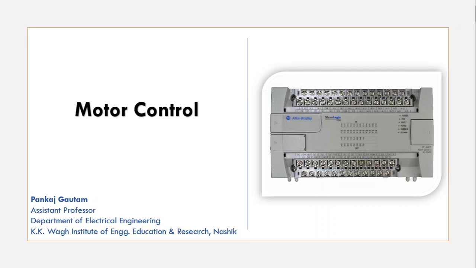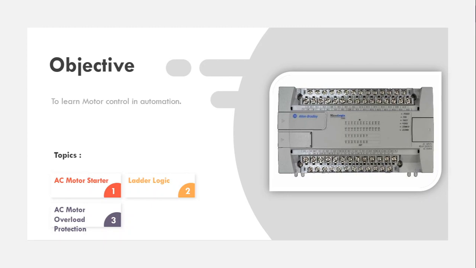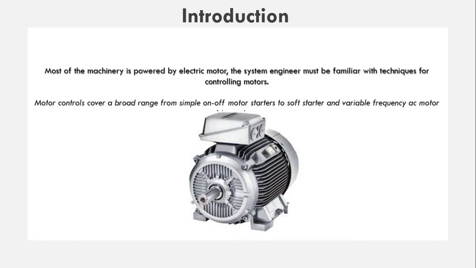Welcome. In this session, we will discuss motor control. The main objective of this session is to learn motor control in automation. We will cover the following topics. Number 1, AC motor starter, ladder logic, AC motor overload protection, and rating of motor starters. So let us begin with the introduction of this session.